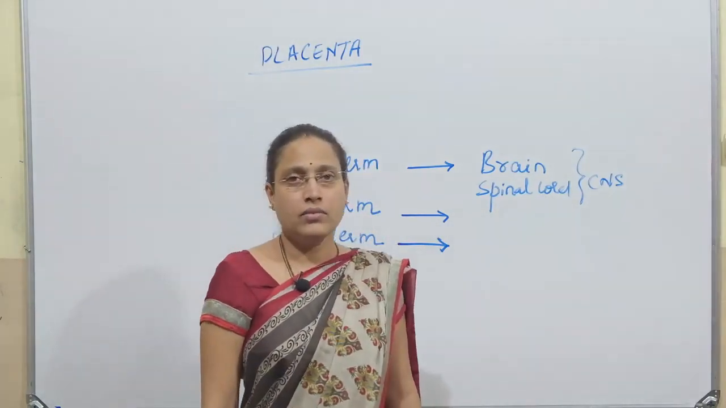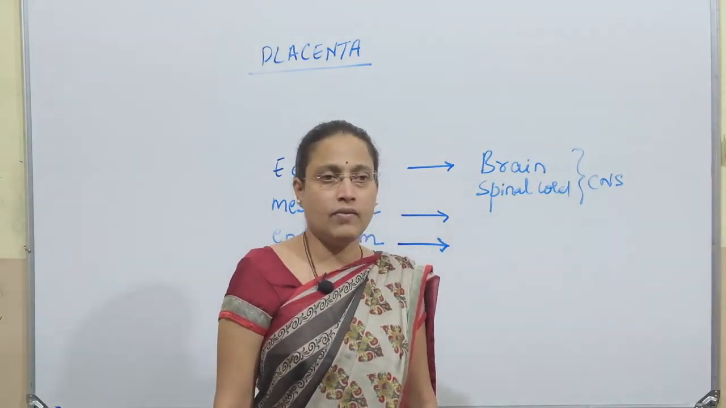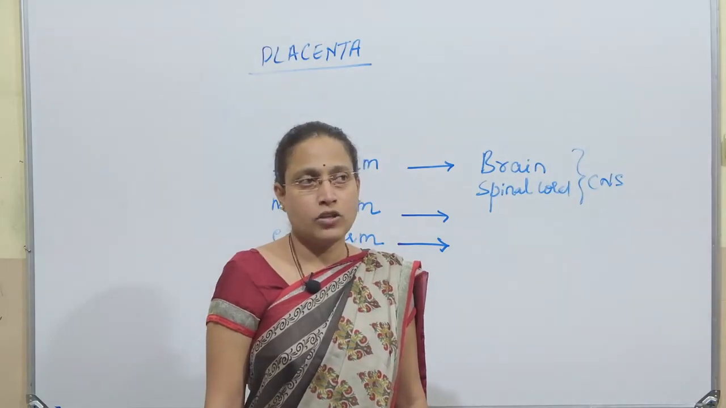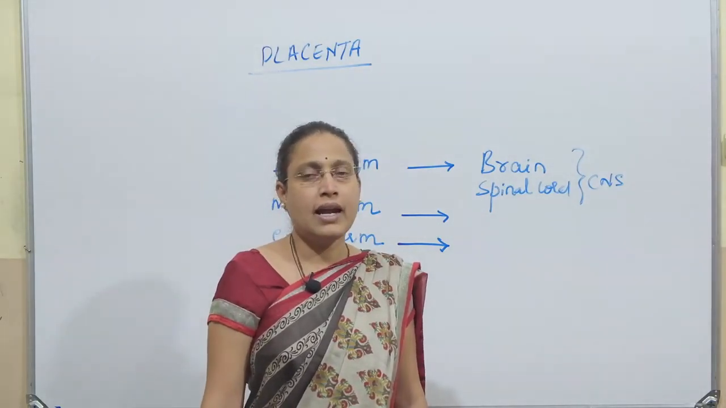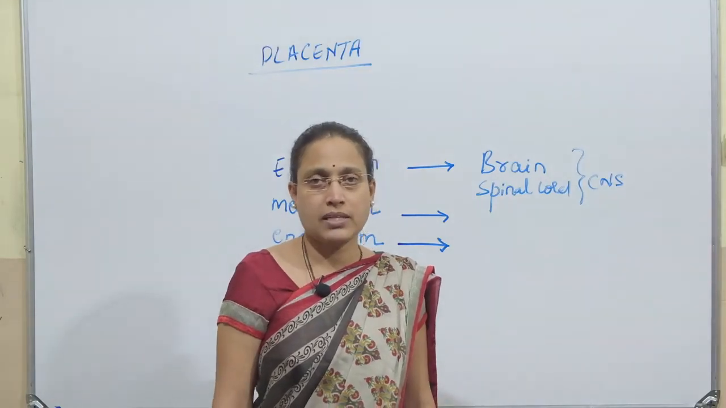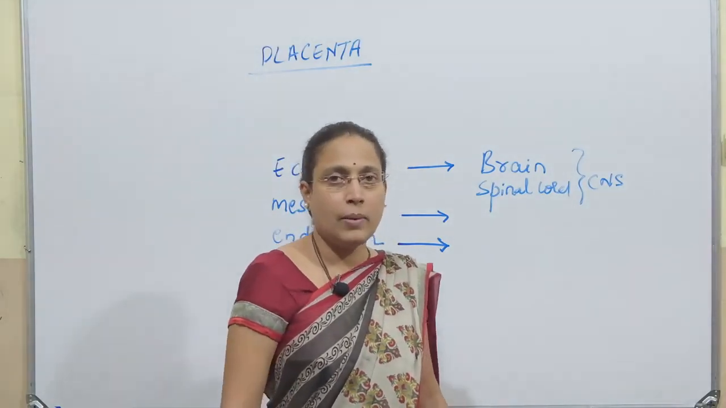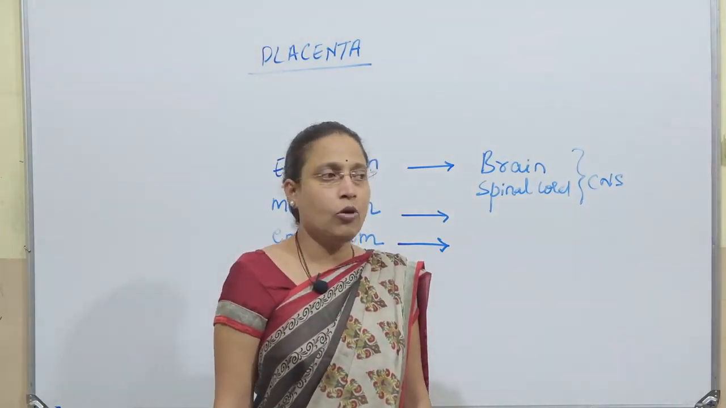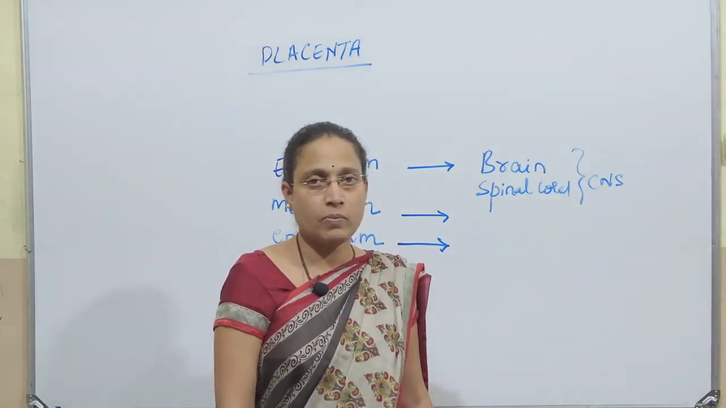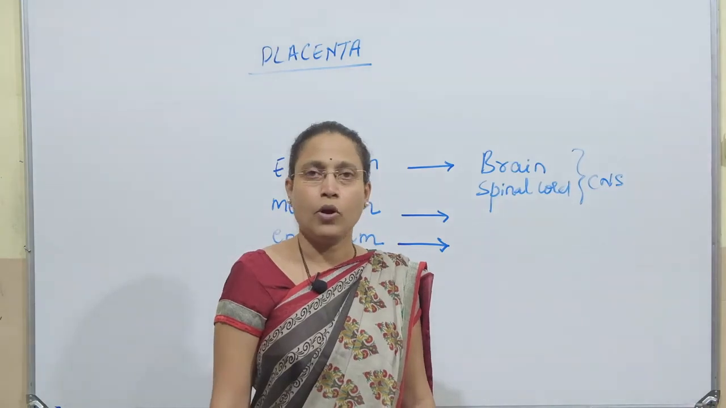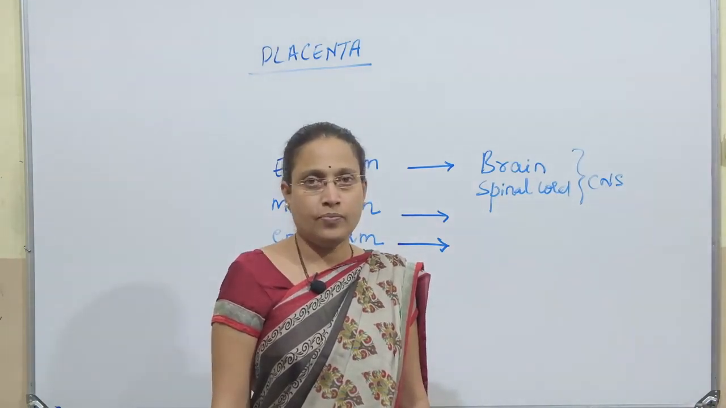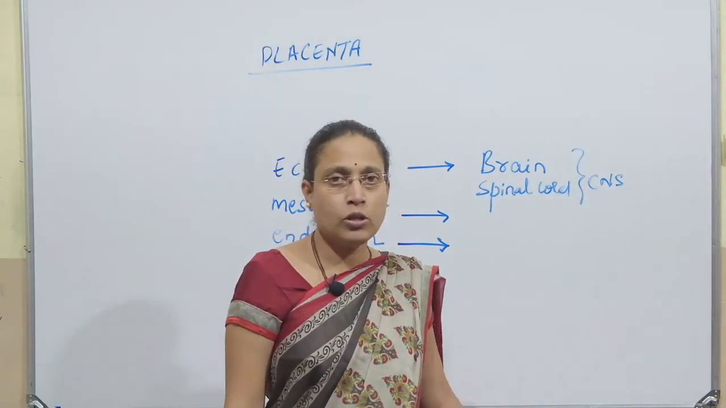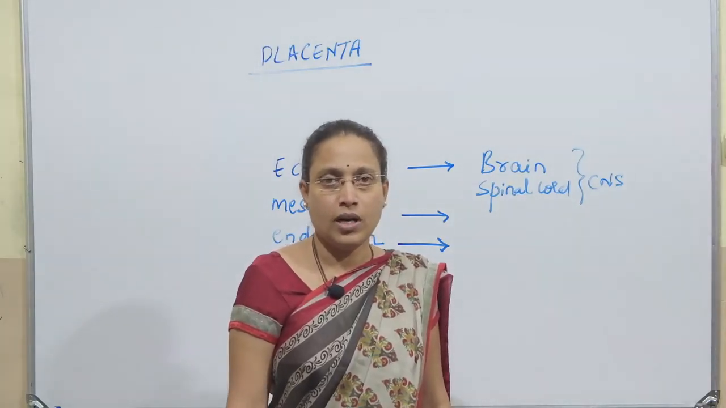The third one is the endoderm. Most of the epithelial covering of the digestive system is derived from endoderm, whether it is mouth, pharynx, esophagus, stomach, small intestine and large intestine, except for the terminal part; the remaining epithelium is derived from the endoderm. The epithelium of the respiratory system also develops from the endoderm, like that of lungs, bronchus, bronchioles, trachea, and certain glands such as pancreas and liver, their epithelium also will be derived from the endoderm.